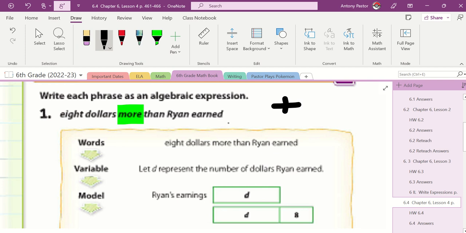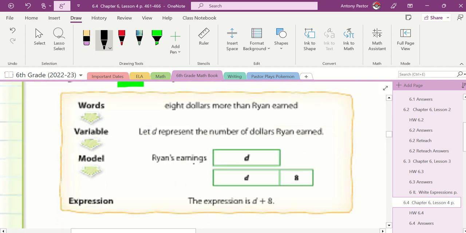$8 more than Ryan earned. Let D represent the number of dollars Ryan earned. It doesn't matter if you picked D, R for Ryan, or M for money. It really doesn't matter, but in this example, they wanted to use D. So Ryan is going to earn D. That's how much money he earns.